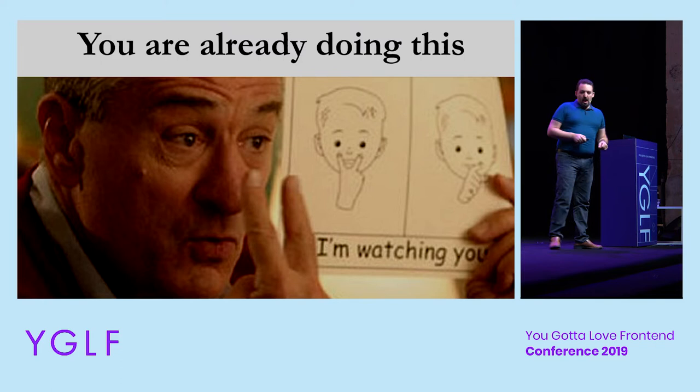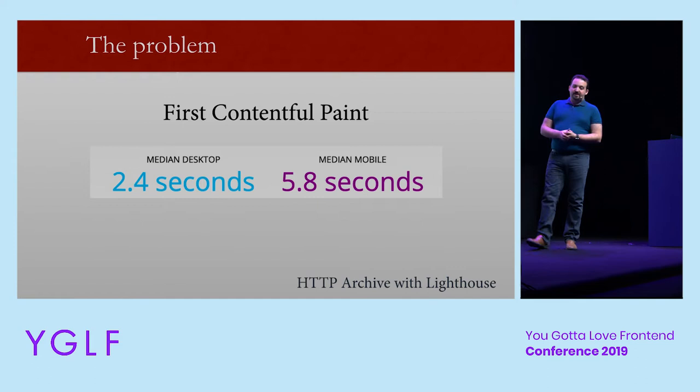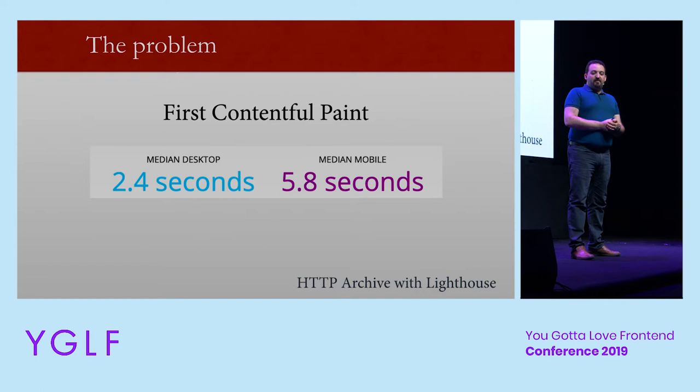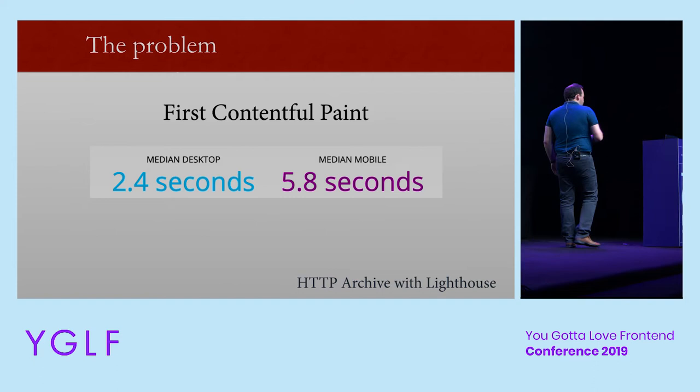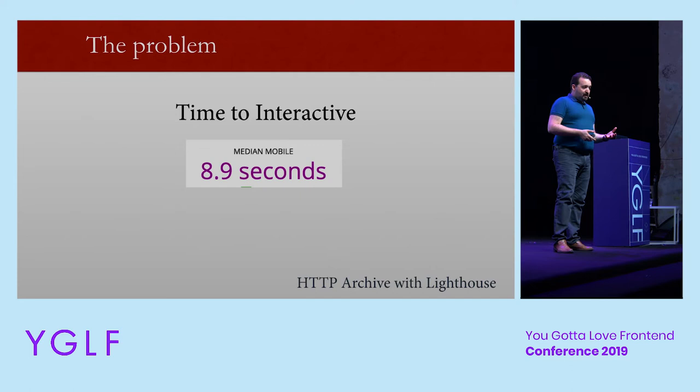So what's the problem? Why am I here? Right now, if you look at the stats, this is from HTTP Archive, from April. In first contentful paint, on the desktop, the median is 2.4 seconds, which is not so bad. And on mobile, it's 5.8. And when we're talking about time to interactive, so basically the point when the website or web app is actually useful, the median is 8.9 seconds.